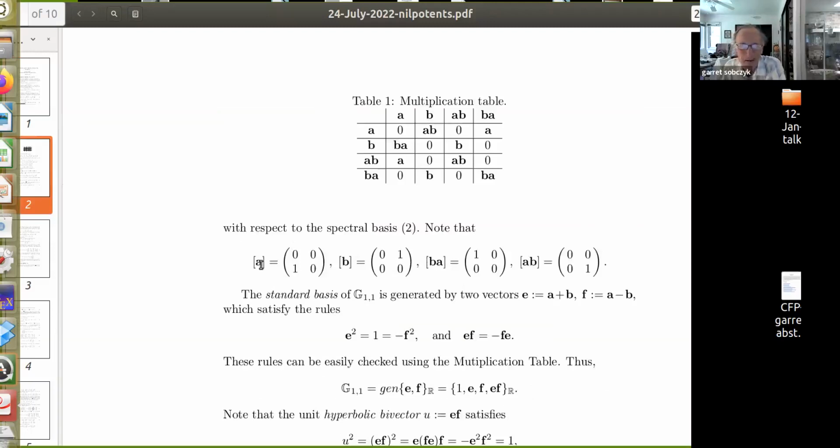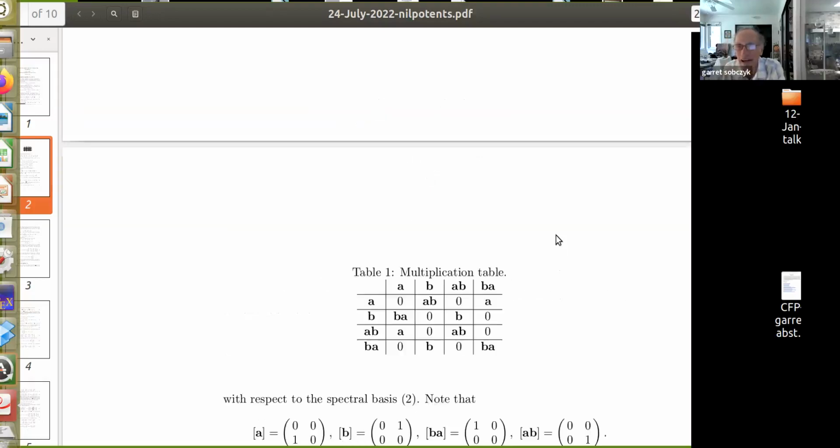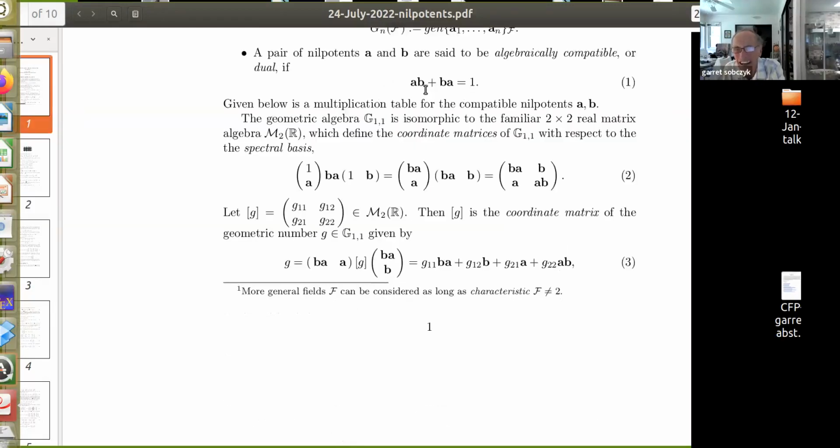And of course, this is very trivial too. You can see how I've identified now the trivial matrices. The matrix of A is just the nilpotent 0, 0, 1, 0, B, and so on. This is a nilpotent, this is a nilpotent. Note that BA plus AB is equal to 1. Well, that's the identity matrix. Okay, but here I've identified the identity matrix as 1.